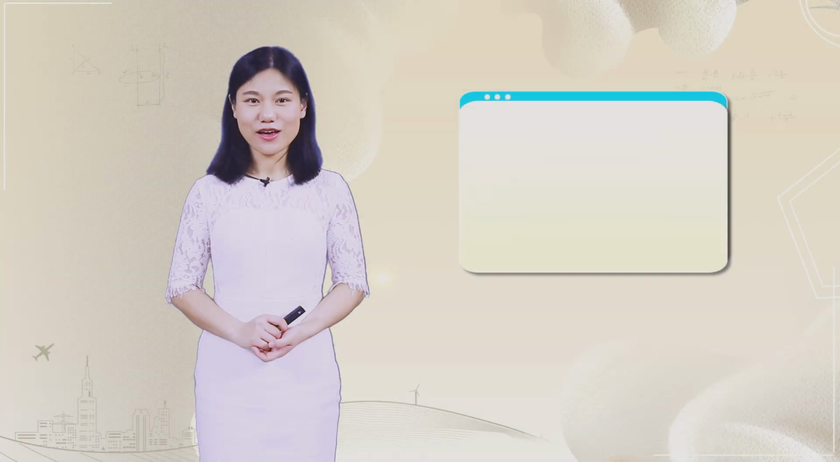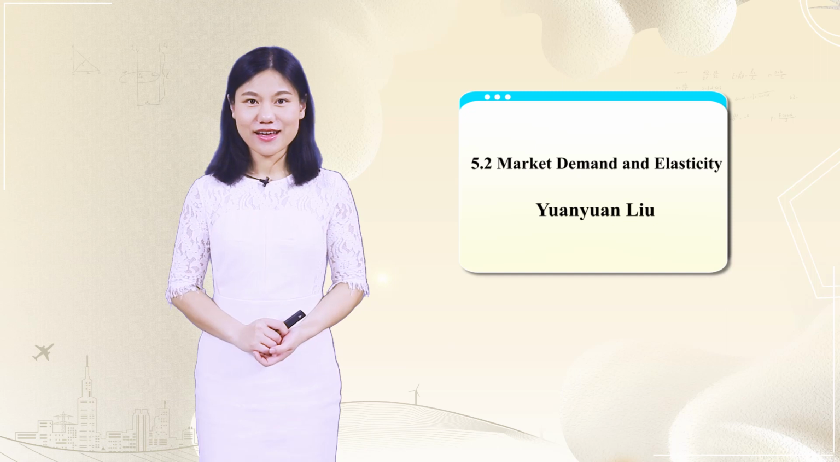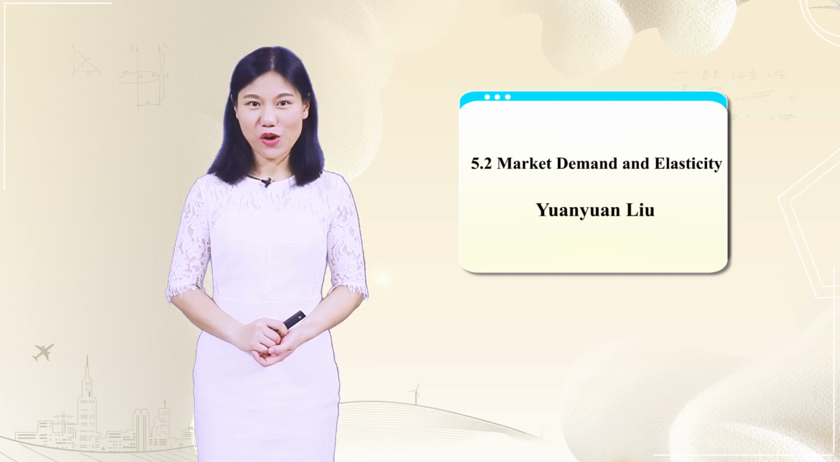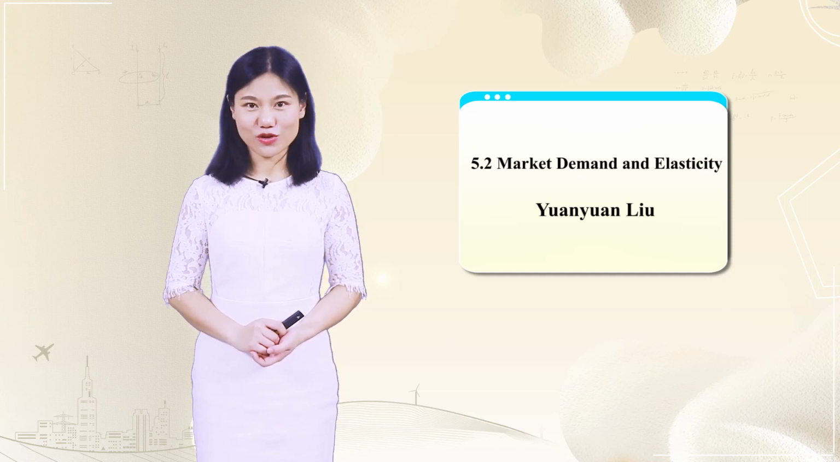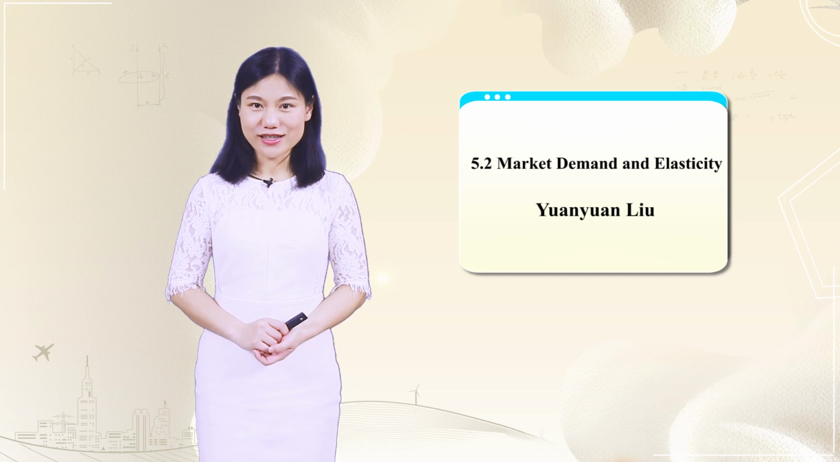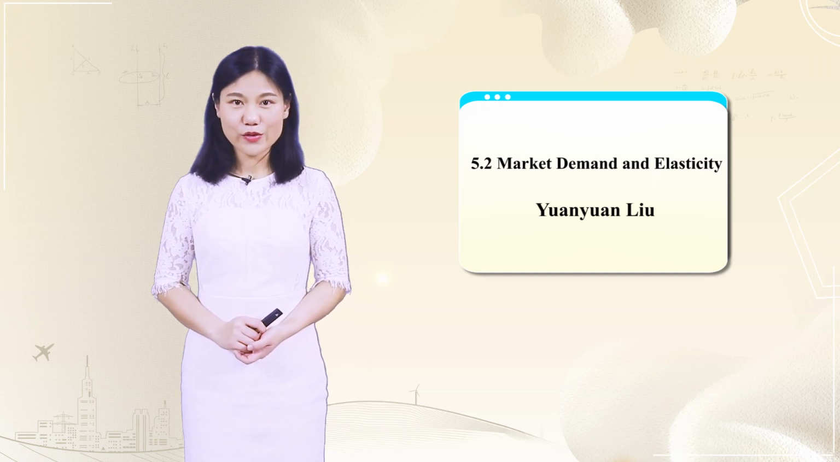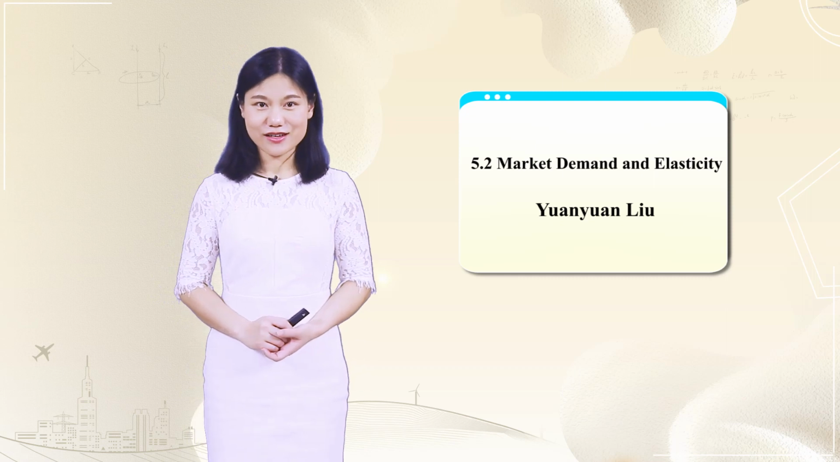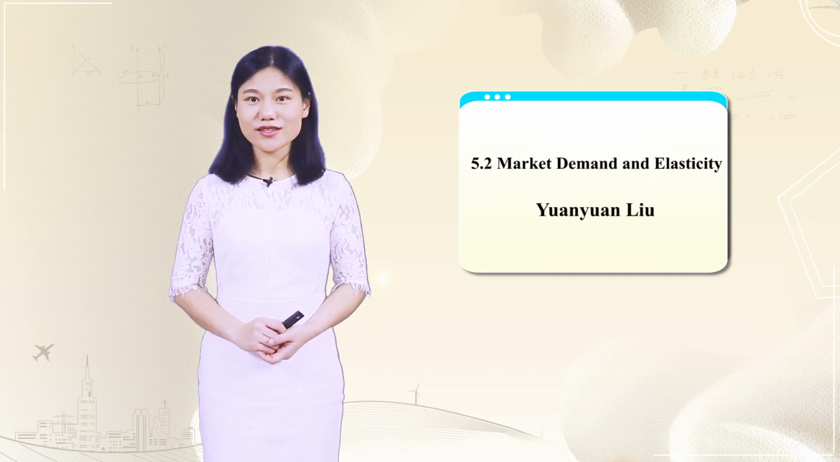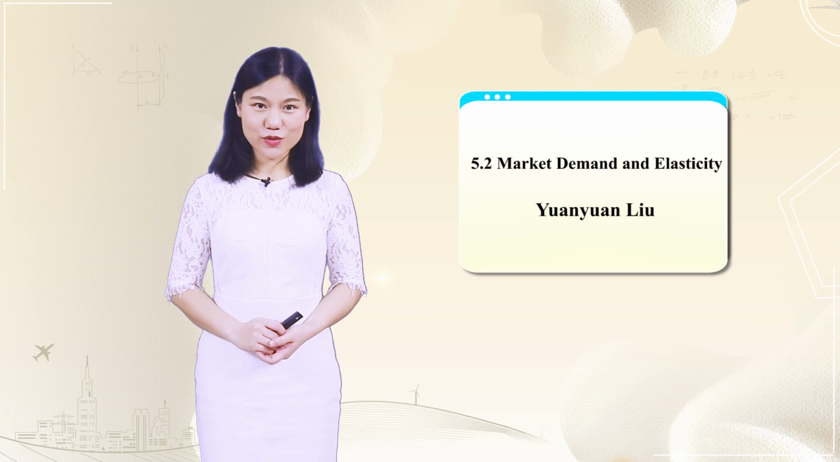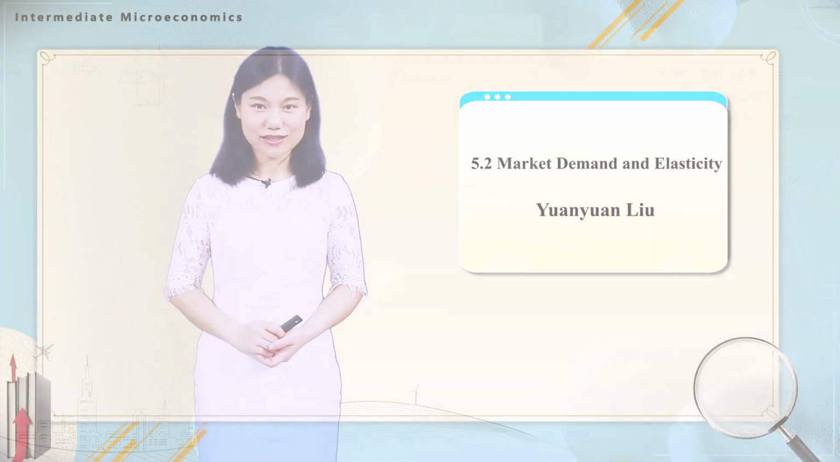Hello everyone, welcome back. In the previous lectures, we learned about the optimal choice and the demand function of a single consumer, given his preference and budget constraint. But in the market, there are many buyers. So in this lecture, we will sum up the individual consumer's demand to get the market demand.